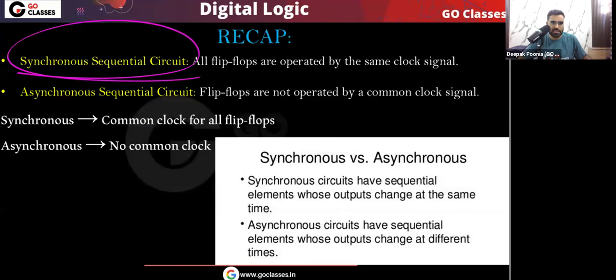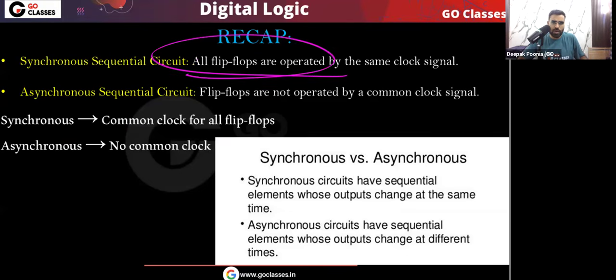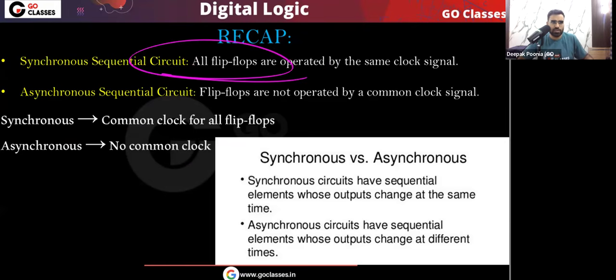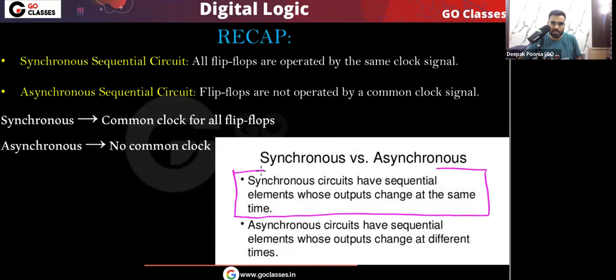So in synchronous circuits, because all flip flops are operated by a common clock signal, all the flip flops will respond to the inputs at the same time. All the flip flops will change their state, that is, change their output, at the same time. This is what is written here. What is the meaning of sequential elements? Sequential elements means flip flops. So in synchronous circuits, all the flip flops will change their output at the same time and respond to the inputs at the same time, because all the flip flops are operated by a common clock signal. Very simple.